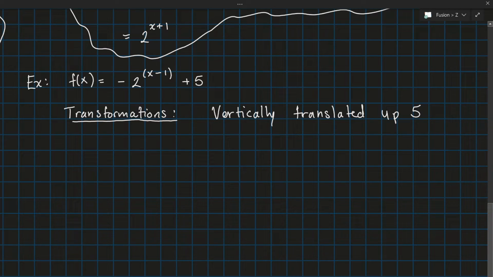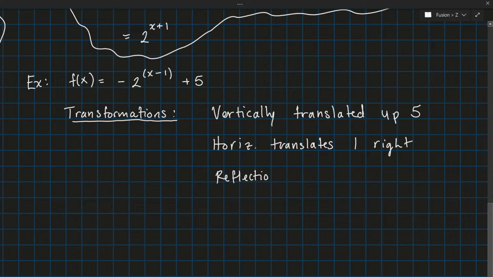Okay, so yeah, so you said it horizontally translates. 1 down and then the first variable. Yeah, 1 to the right, and then the negative flips it, or a reflection. Vertically.